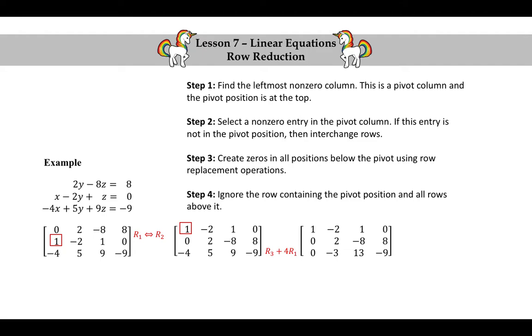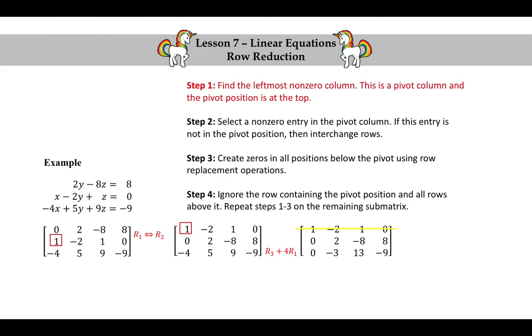Step 4. We ignore the row containing the pivot position and all rows above it. That's the first row. So I put a light yellow line through that first row to indicate that we're going to ignore it from now on. And now we repeat steps 1 through 3 on the remaining submatrix. So we're just looking at the submatrix consisting of the bottom 2 rows now, and we repeat the procedure.